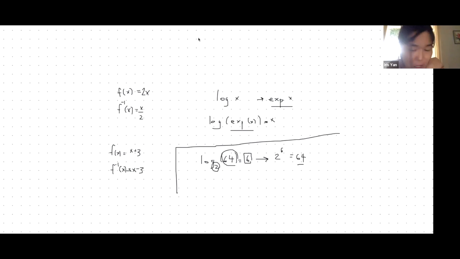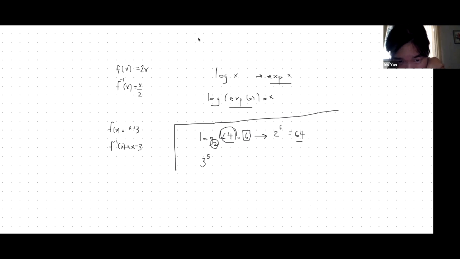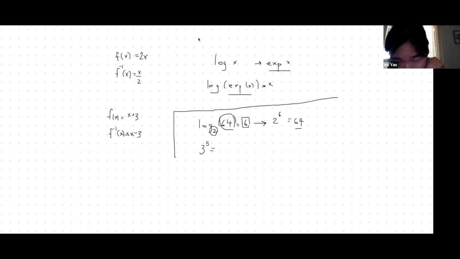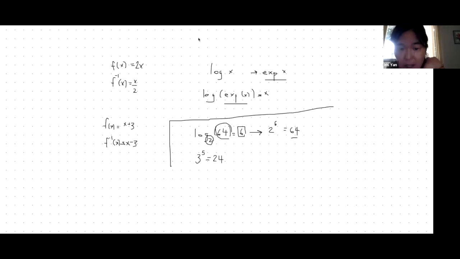And then conversely, if I have 3 to the power of 5 equals 243, how would I write this as a log? I'll say log of 243 in base 3 is equal to 5. The two sides are the same. It's just two different ways of saying the same thing.